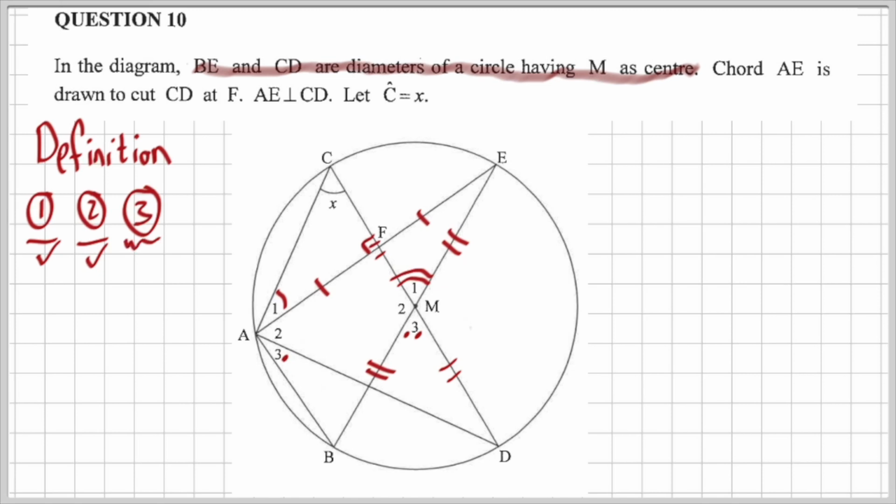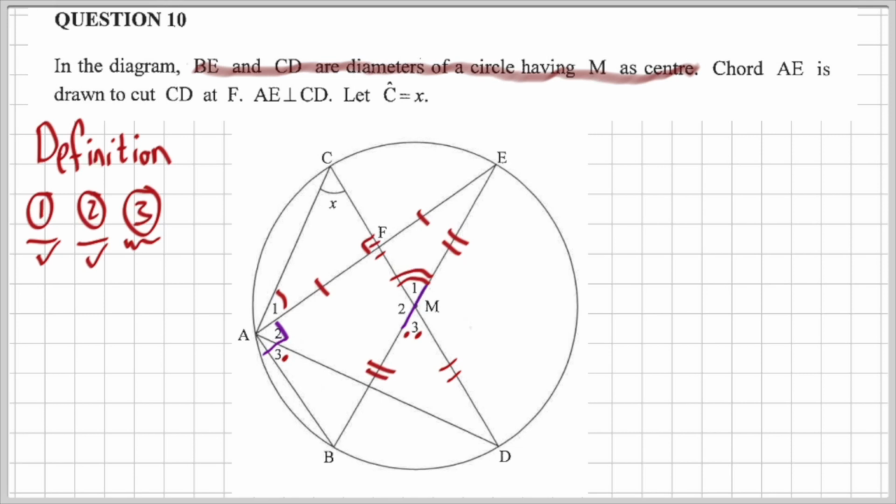Theorem 3 has to do with diameters. Now, this is important, again, because they very specifically tell you there are diameters. So first of all, if I look at the diameter BE, and that comes together from B to E by A, therefore A2 and 3 must be 90 degrees.